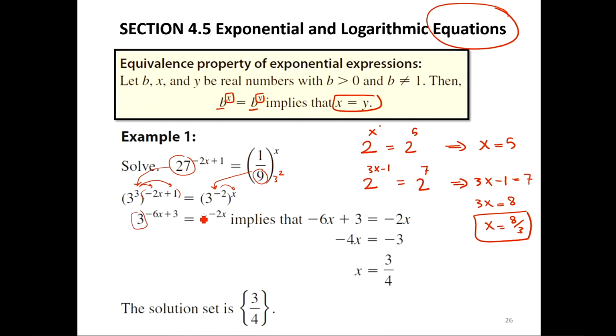Now we have the same base, so we have the same exponent also. Minus 6x plus 3 is equal to minus 2x. So we have minus 4x equal to negative 3, divide by negative 4 on both sides. So we have negative 3 over negative 4. This is equal to 3 over 4. This is the value of x.